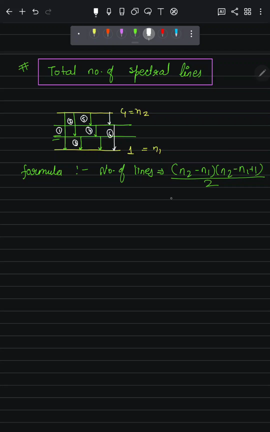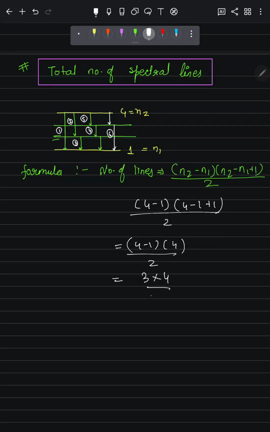So let's put the n1 and n2 values here, 4 and 1. If we put n2 as 4 minus 1, and 4 minus 1 plus 1, upon 2, this will be 3 into 4 upon 2. So this will be 12 upon 2, which is 6, and 6 will be the spectral lines which are possible.